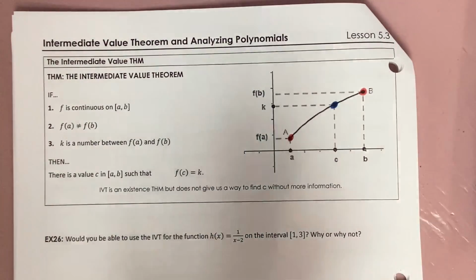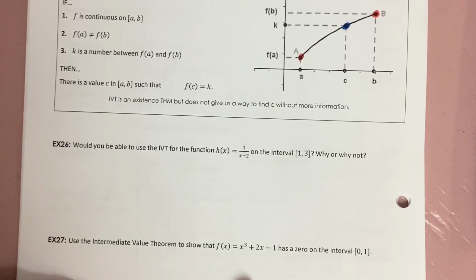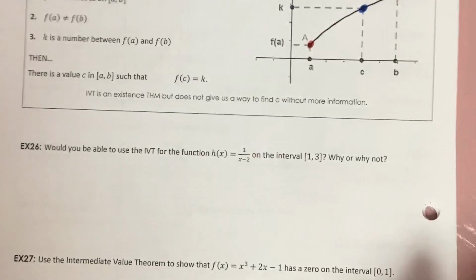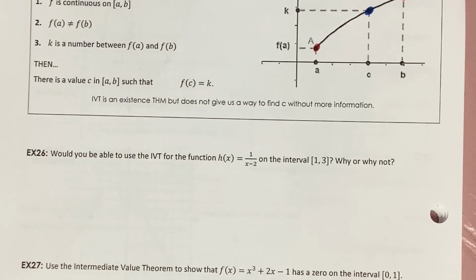All right. So on this first one, it says, would you be able to use IVT for the function h of x equals 1 over x minus 2 on the interval from 1 to 3, why or why not? So the first thing we're going to check for is continuity, because that's the first thing that has to be true for you to use IVT.